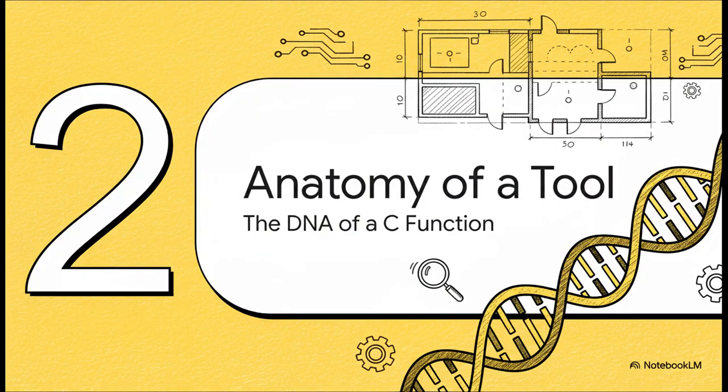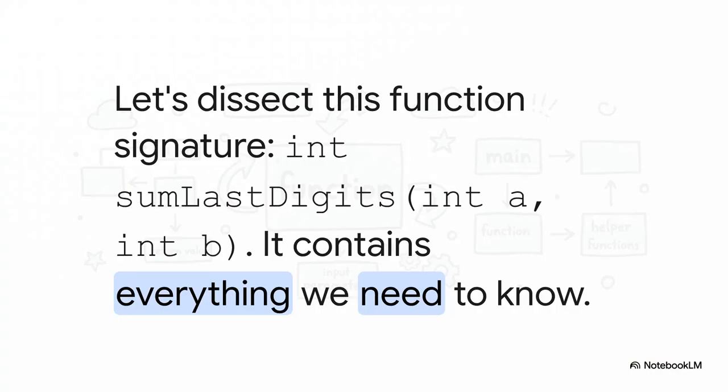Okay, so if we're going to build our own tools, we first have to understand how they're put together, right? We need to know their anatomy. So let's put on our architect hats and really dissect the DNA of a C function. Just take a look at this single line of code. This is called a function signature. And believe it or not, it contains pretty much everything we need to know about our new custom tool. We're going to break this down piece by piece over the next few slides.